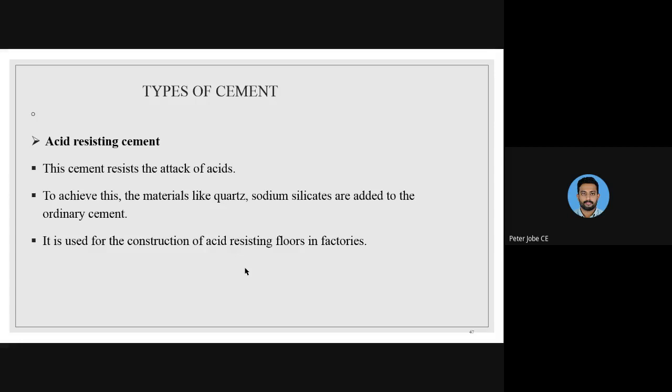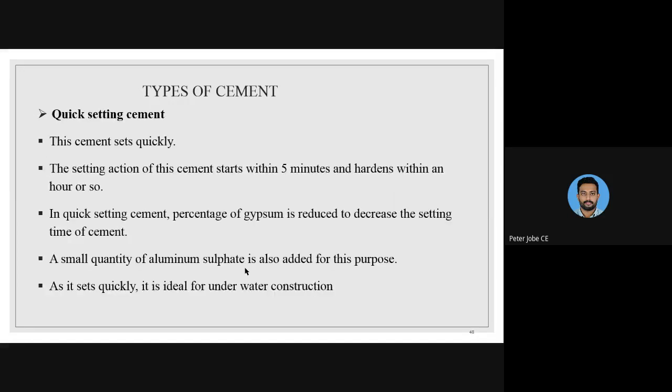So the next type of cement is acid resistant cement. You all know where it is used. The basic function is to resist acid attacks. Materials like quartz, sodium silicates, etc. are added to ordinary cement, and it is used for construction of acid-resistant floors in factories. In some factories, acids or some chemicals are produced. We will use this cement for the construction of floors or walls in such cases where it is required to resist acid attacks. There are some other cements too, and we will discuss those in the next class.